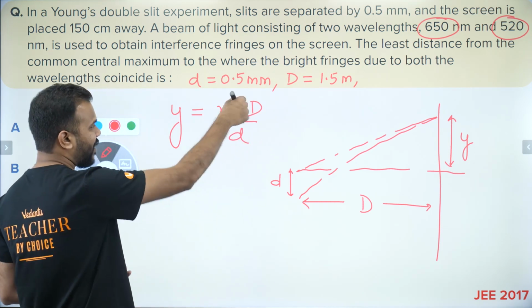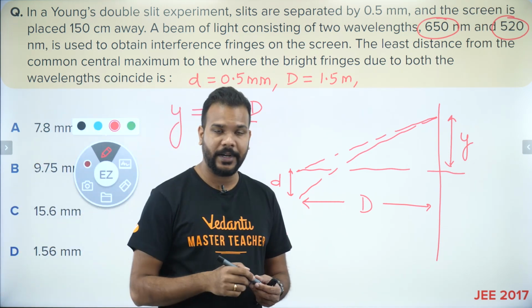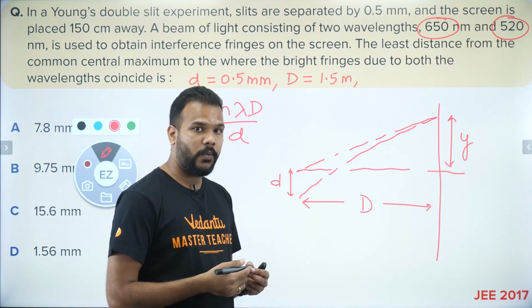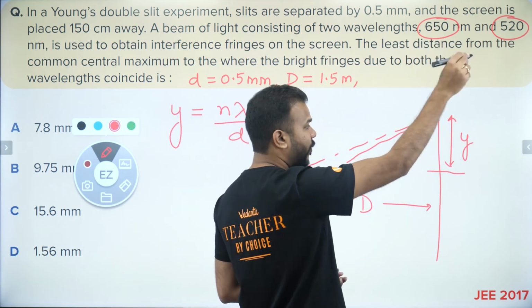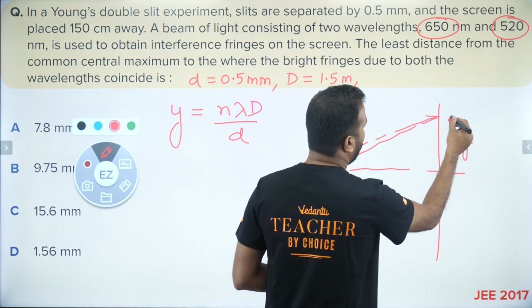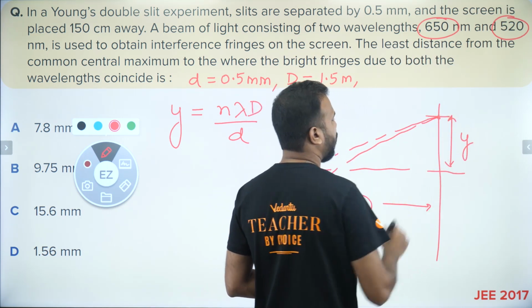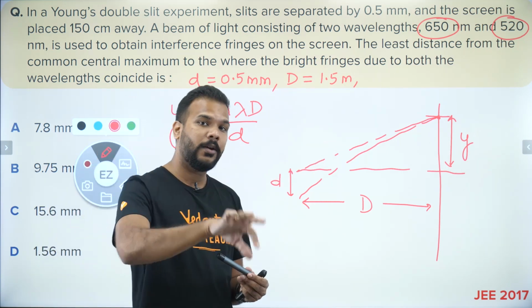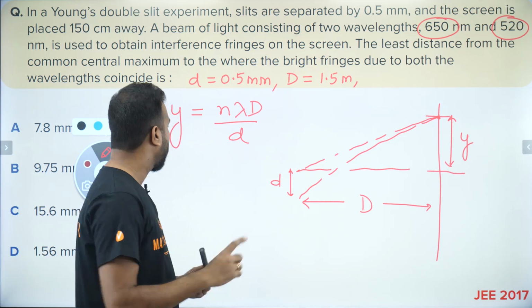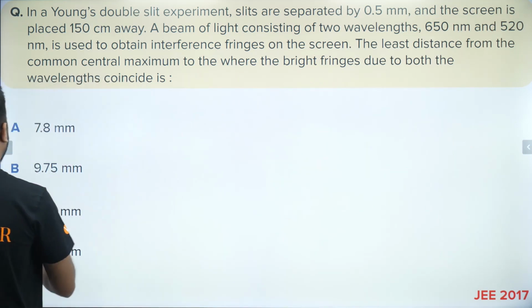So because y is depending on lambda and two lambdas are different, there will come a point where both the waves, one 650 nanometer, other one 520 nanometer, will coincide their maximas at a given point. So we want to basically locate that point where both the maximas will coincide, will overlap with each other. Okay, so let's go ahead and try to find that out.